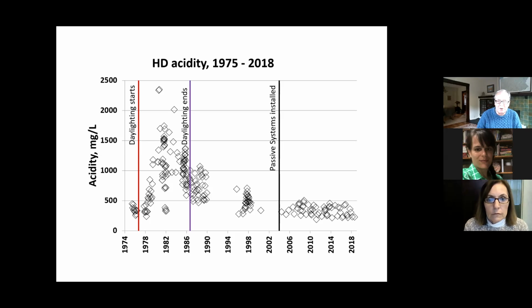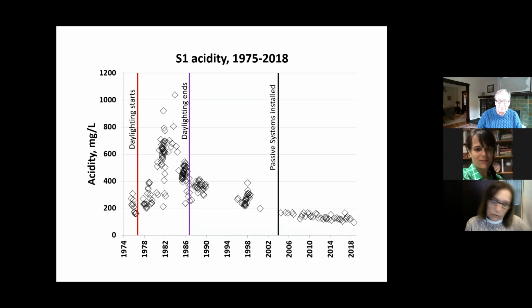But you can get sort of the time frame there of how long that took and what that process is. This is for the S1 discharge. That's the entry that is also a major source of water. And you can see the same pattern here.